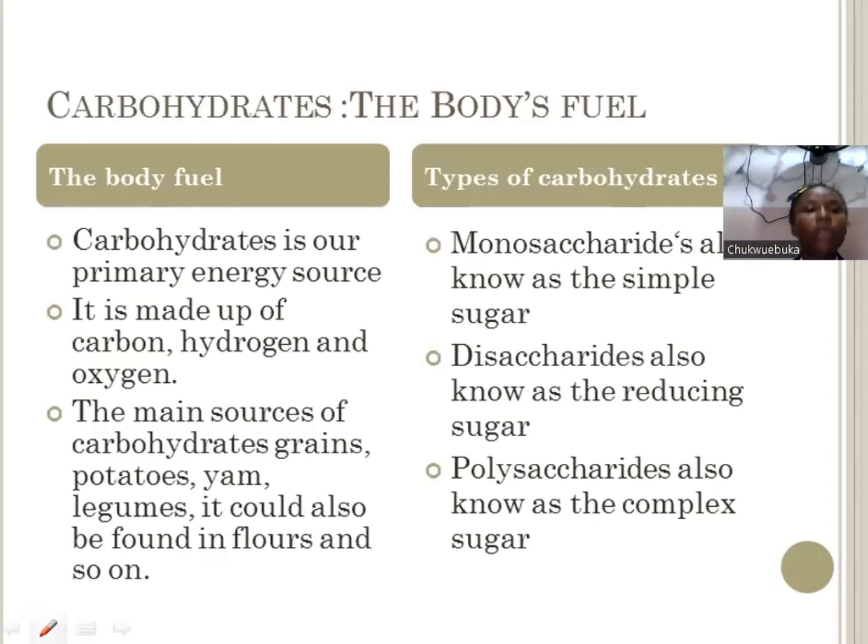So carbohydrates, the body fuel. I divided it into two parts, meaning we'll be talking about the body fuel part and then the types of carbohydrates. For the body fuel, carbohydrate is our primary energy source and it's made up of carbon, hydrogen, and oxygen. The ratio of hydrogen to oxygen is 2:1, and the main sources of carbohydrates are found in grain, potatoes, yam, legumes. It can also be found in flours and so on.